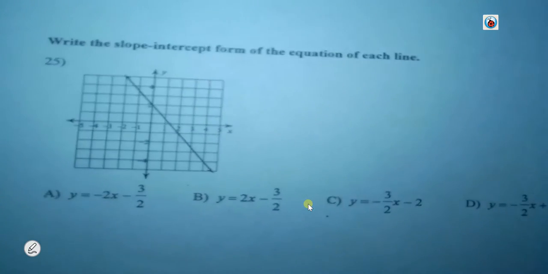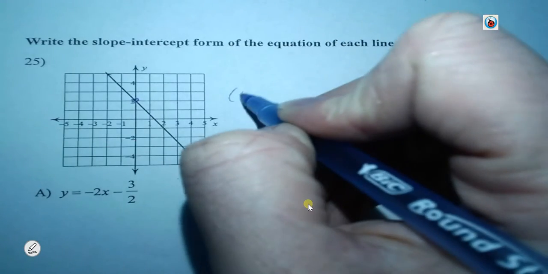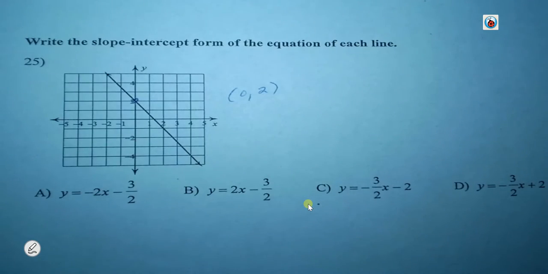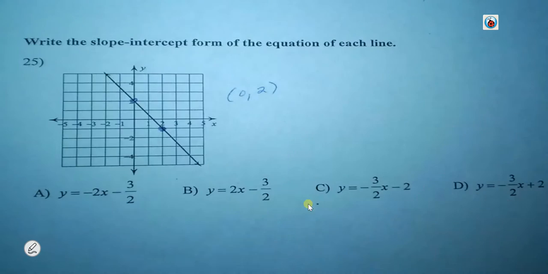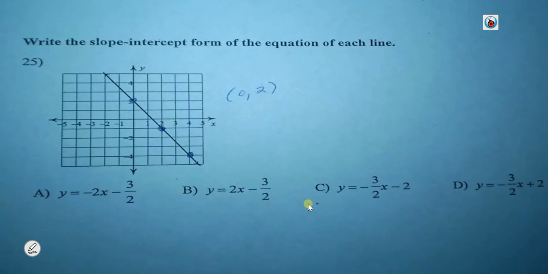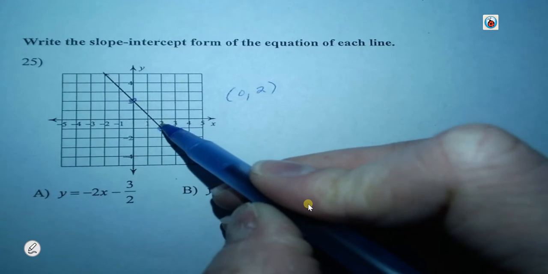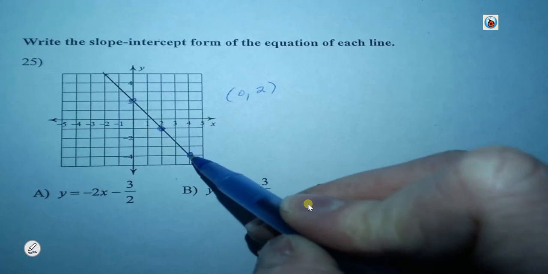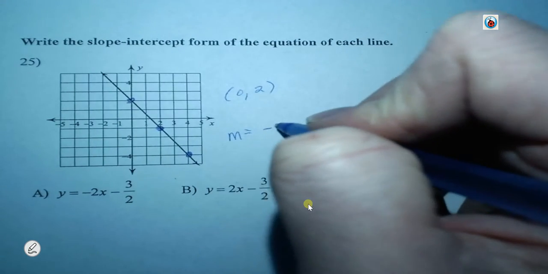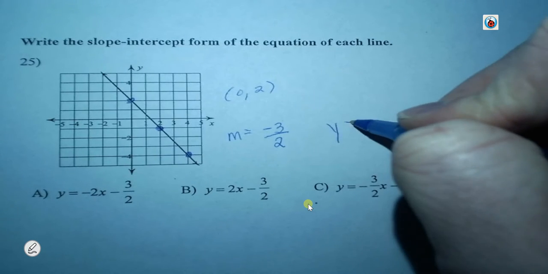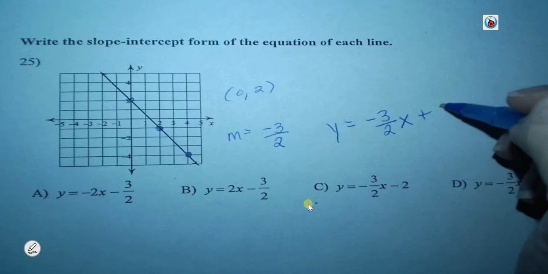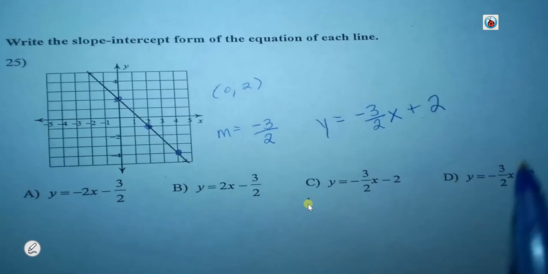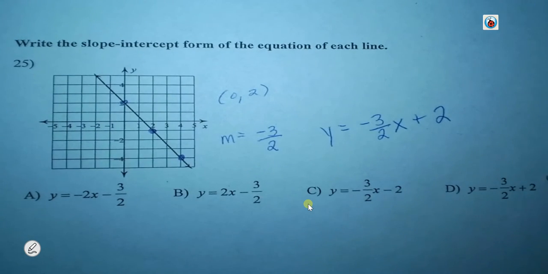On 25, you want to write the slope-intercept form for that line. So you have to find the y-intercept, and I can see clearly right here my y-intercept is the point 0,2. And if I want to find the slope, I have to find another point so I can count rise over run. So as I go down, I see there's a point right here. For any of those on my graph, I'm going down 3 units, and I'm going right 2 units. So that's down 3 and right 2. My equation should be y equals -3/2 x plus 2 for my y-intercept right there. If you match that up, that matches up with D.